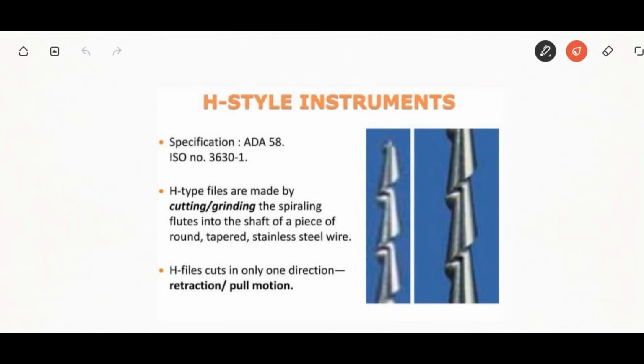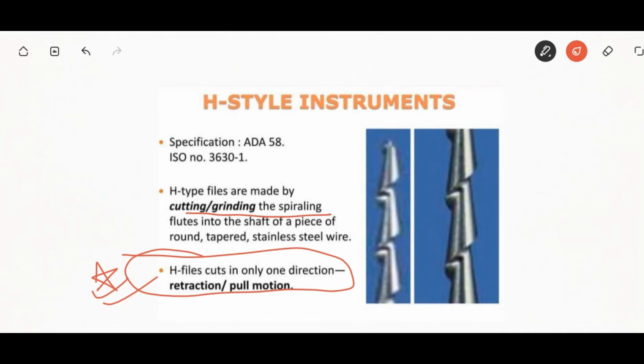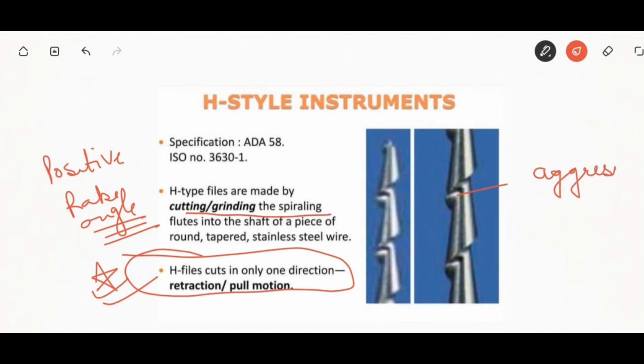Other are the H files. H files have flutes that resemble triangles set one on another. It is made by cutting spiral grooves into round tapered steel wire in the same manner as wood screws are made. A dentist should always use the H file in only one direction, that is retraction. It should not be used in a torquing motion as it tends to fracture. When you use it in torquing motion, the edges can engage in the dentine, which can cause the H file to fracture.